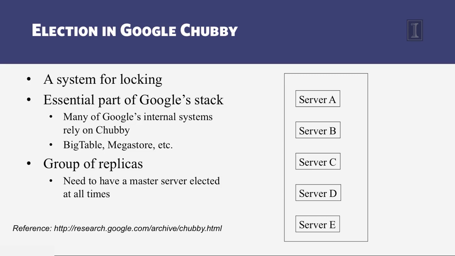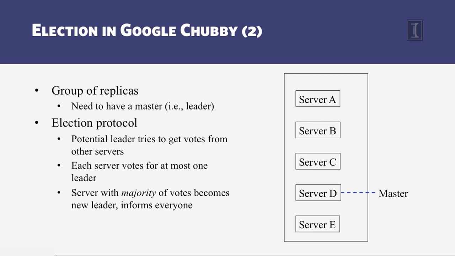So at any point of time, exactly one of these servers must be the master or the leader, and all the other servers in the group must get to know about who the leader is. This is essentially our leader election problem. So for instance, in this case, server D is the master here. Now, in order to make sure that there is exactly one master and everyone knows who the master is, an election protocol is required. A potential leader, a server that wants to be a master or a leader, tries to get votes from the other servers.